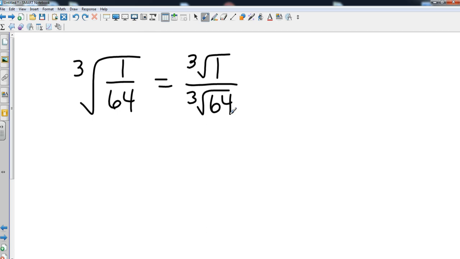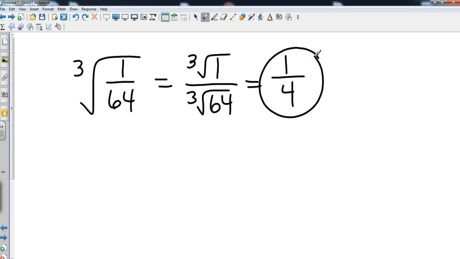Well, as intimidating as this might look, we know the cubed root of 1 has to be 1. Because if I multiply by itself 3 times, 1 times 1 times 1 is still 1. And we have already found out in the other examples that we've done that the cubed root of 64 is 4. So that simply simplifies to 1/4. That is chapter 1, section 2, finding cubed roots.